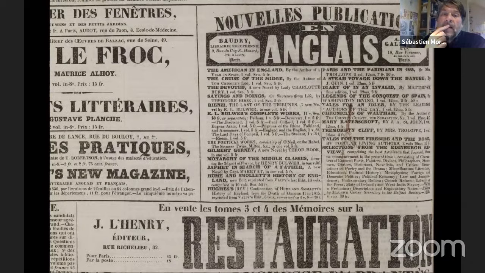So step by step, it may be possible to create some kind of corpus of letter forms appearing only in newspapers, and then that would give, I guess, another view on what was happening at the time in France.